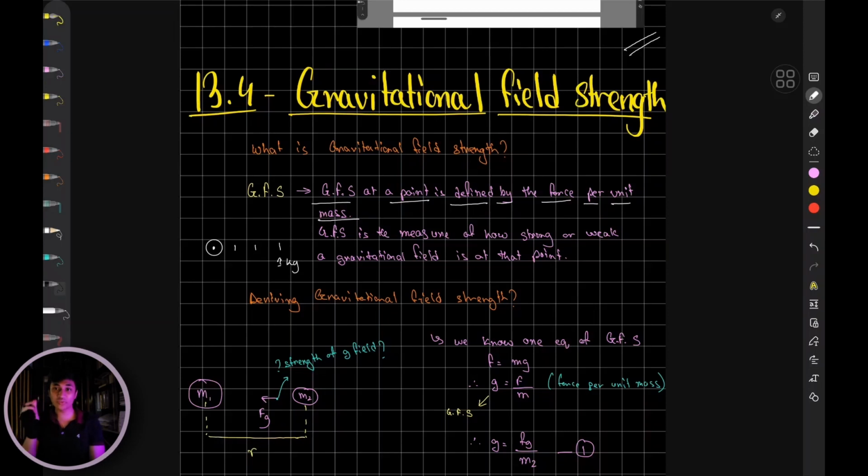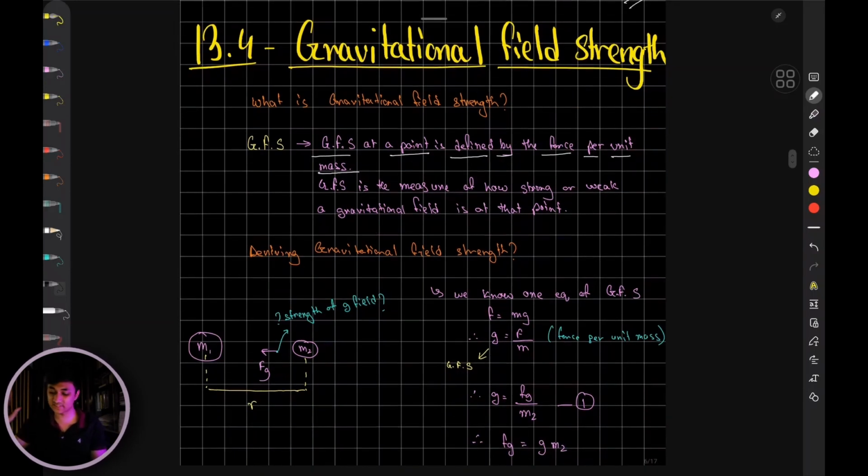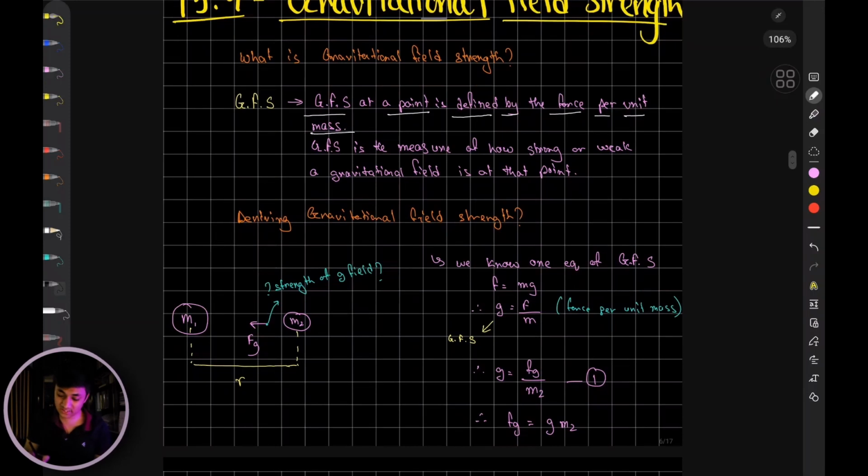So we're going to think of this in terms of what force is exerted on 1 kg of an object due to any isolated mass. In our case, let's talk about planet Earth. So what is the force per unit mass at any given distance? That is what gravitational field strength is. Now, how can we derive gravitational field strength? In this part, we'll derive the formula for gravitational field strength.